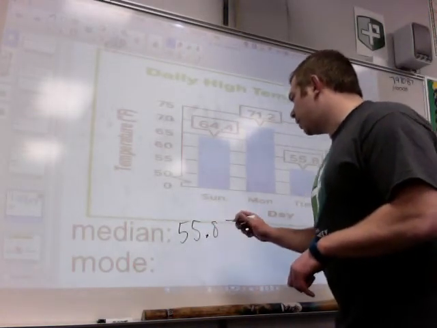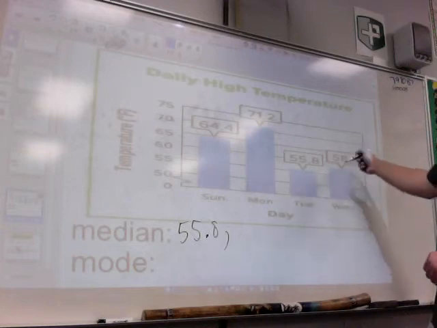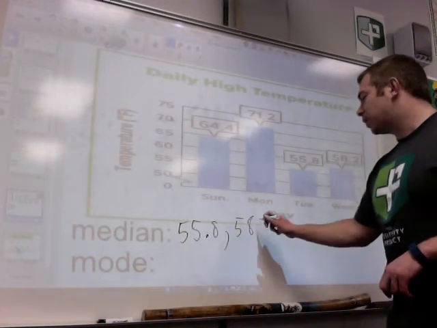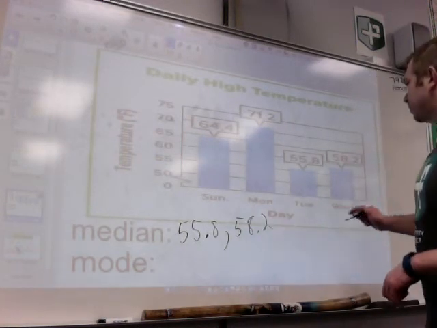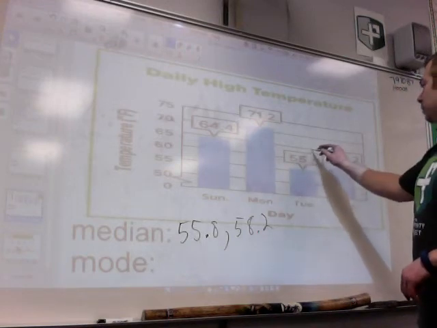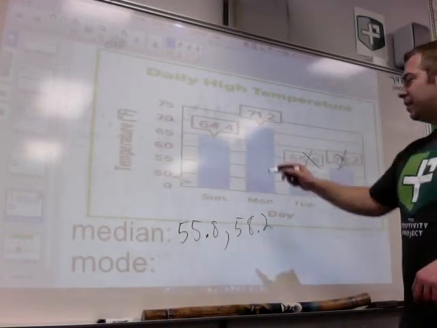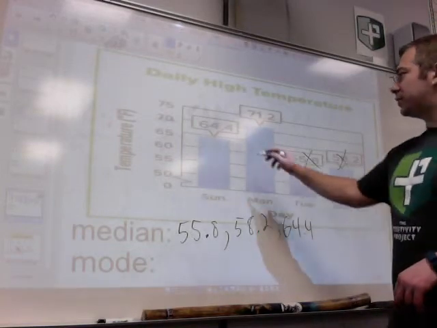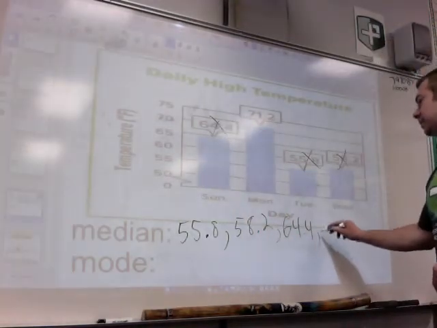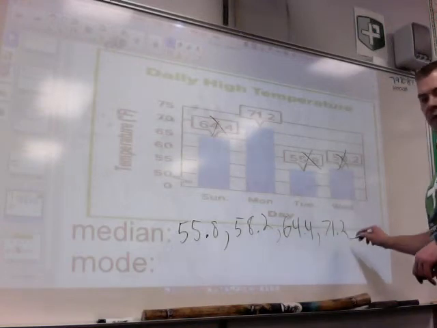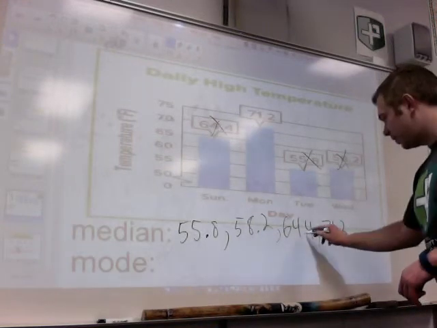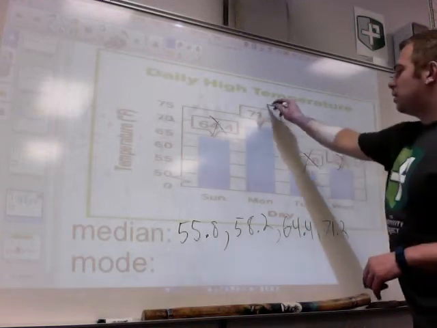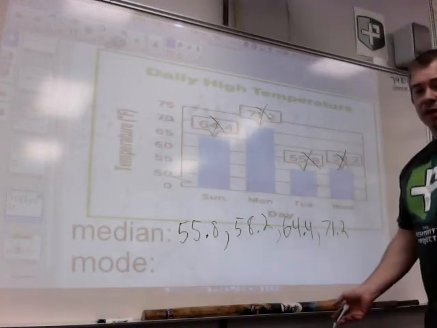That is a decimal point. And then I have a 58. Remember, we always go least to greatest. So I've done these two, already done. Then a 64 and 4/10. And then 71 and 2/10. I don't know if you can see my decimal, but I should have a decimal on each one. Okay, now I'm going to start off with the mode again.